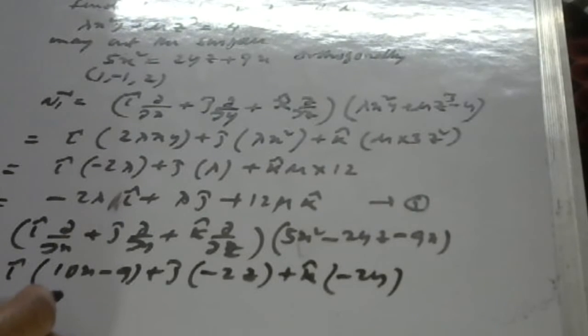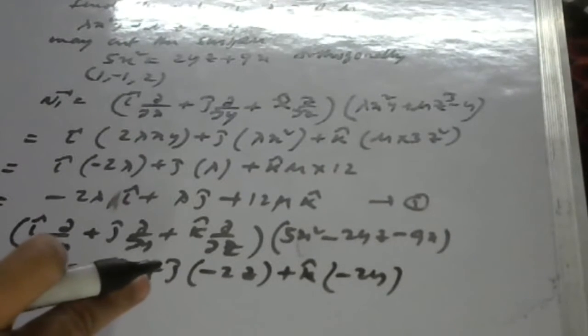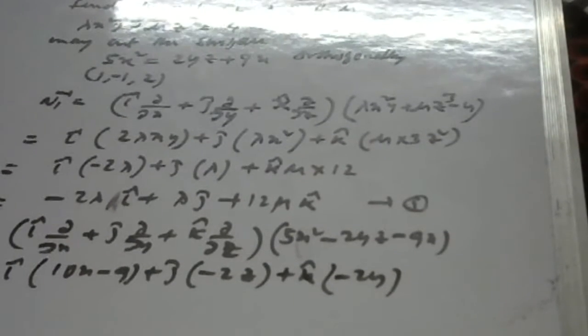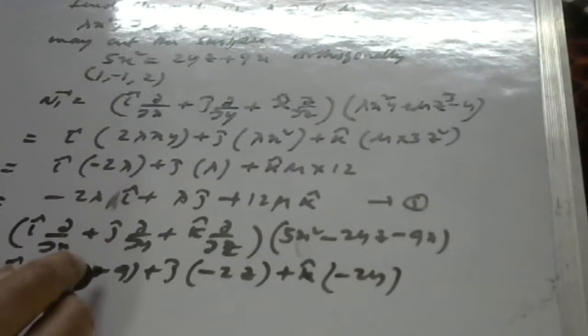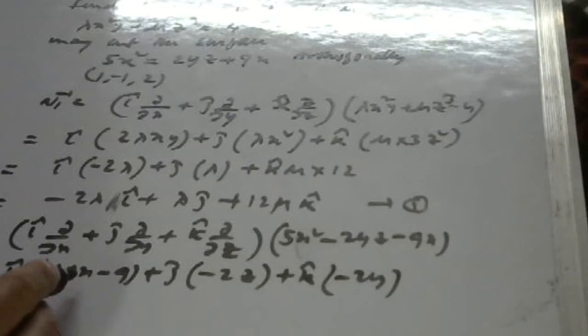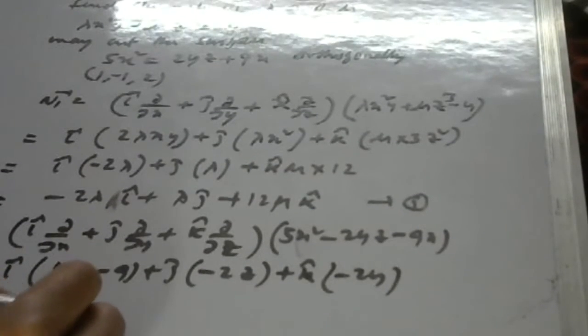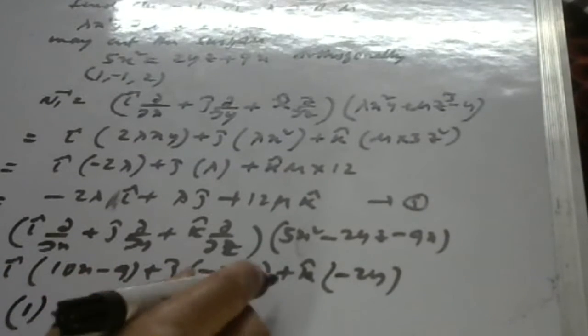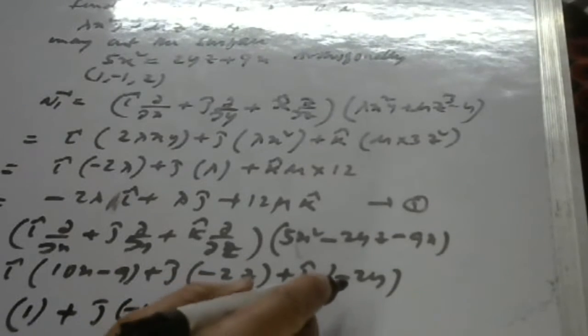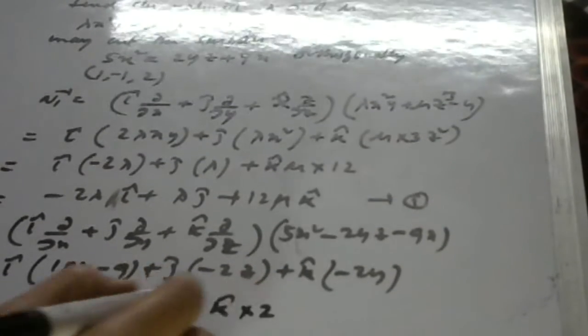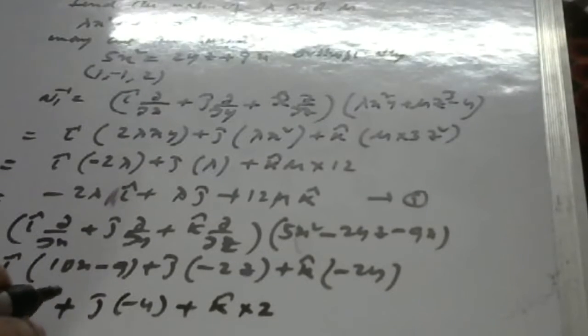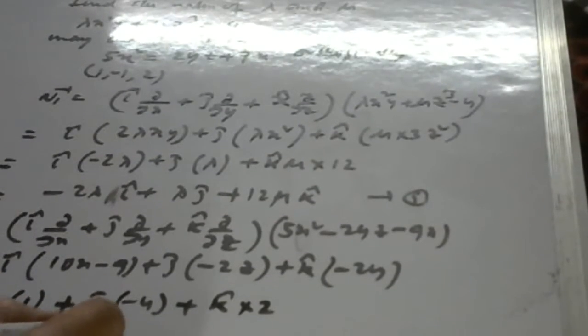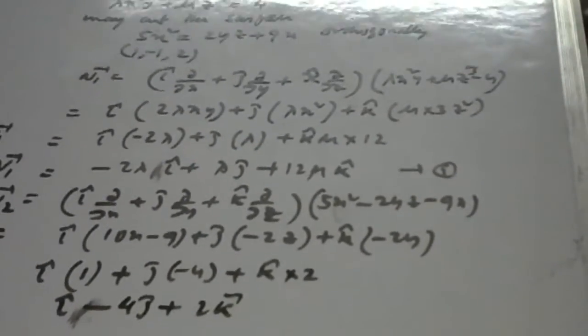Now we substitute the value of x, y, z and calculate the n2 vector. 10 minus 9, the value of x is 1, this is 1, plus j cap, and the value of z is 2, this is minus 4, plus k cap, the value of y is minus 1, this is 2. So i cap minus 4j cap plus 2k cap is the value of n2. We got the value of n2 here.